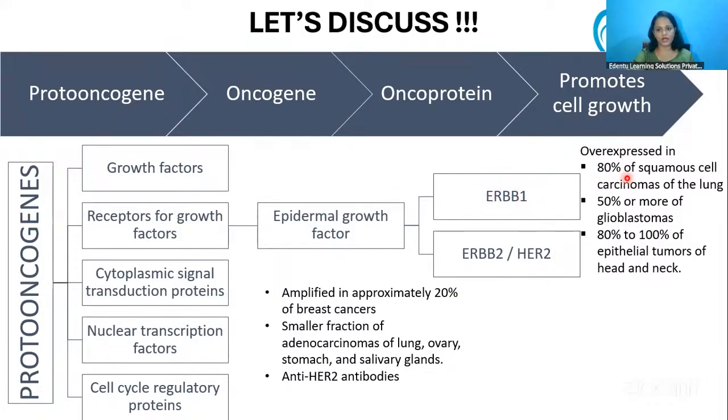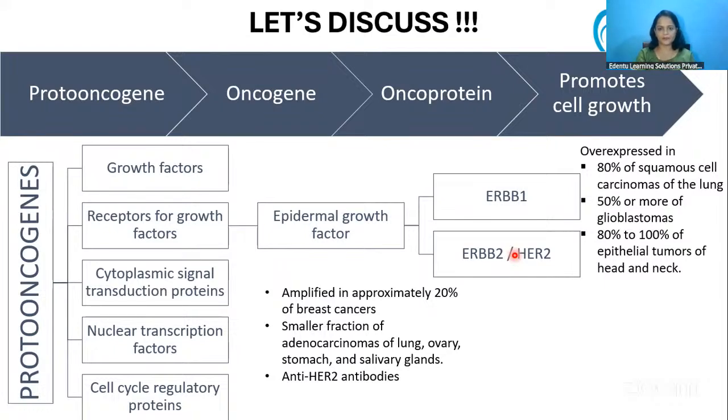This ERBB1 is usually overexpressed in 80% of the squamous cell carcinomas of the lung and in the epithelial tumors of the head and neck region also. This ERBB2 or HER2 mutation is usually seen in breast carcinomas. It is used for targeted therapy. For the treatment of breast carcinoma nowadays, investigators are using anti-HER2 antibodies also. When this gene mutation is neutralized, the patient has shown a decrease in the symptoms of breast carcinoma.